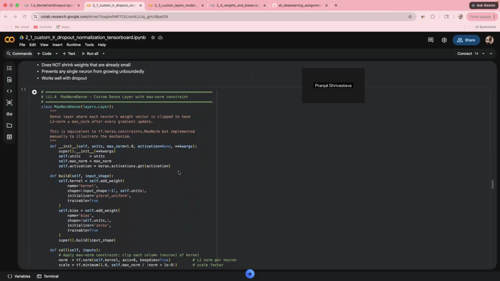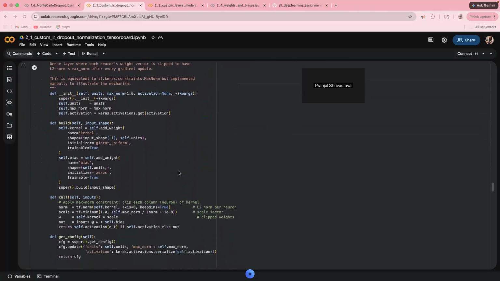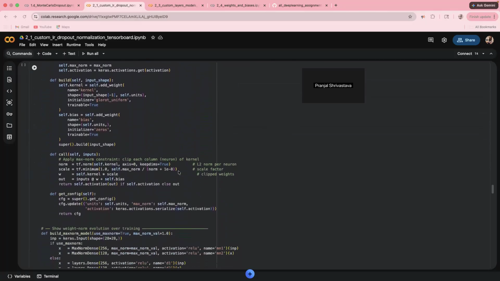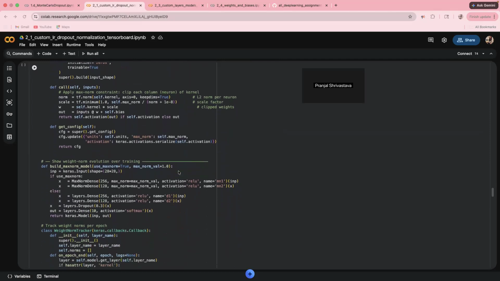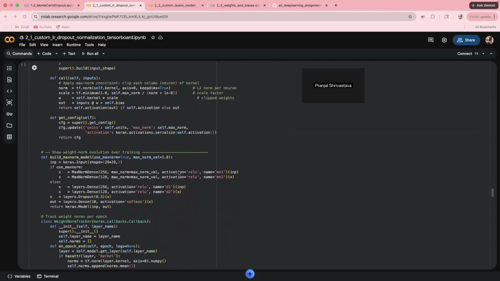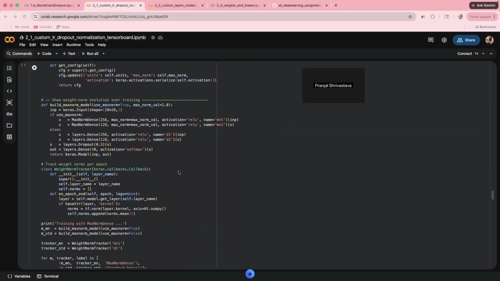We implement this as a max norm dense custom layer that subclasses keras.layers.Layer. After defining the weight tensor with add_weight, we override the call method to apply the norm clipping after every forward pass using tf.clip_by_norm. This prevents any single neuron from dominating the network's representations regardless of how long training runs.